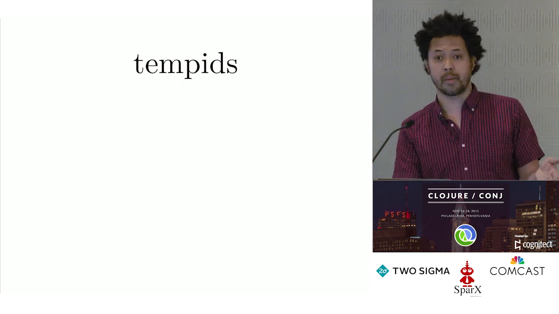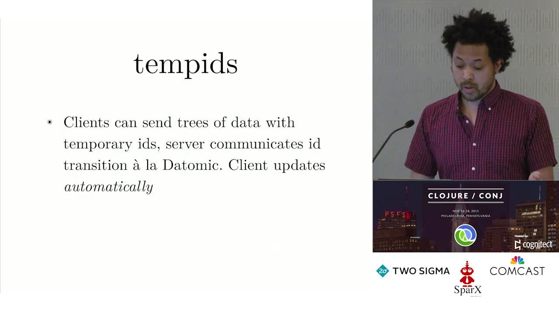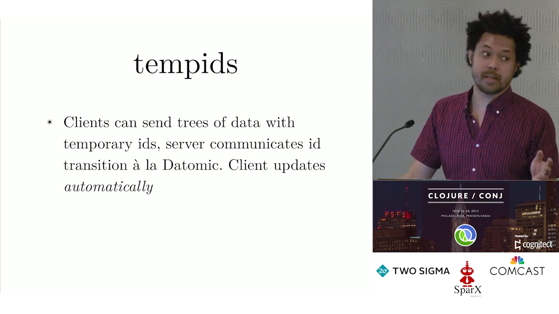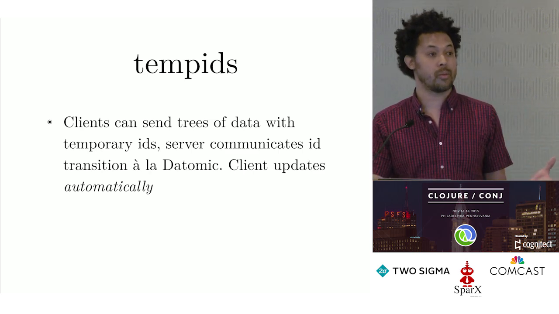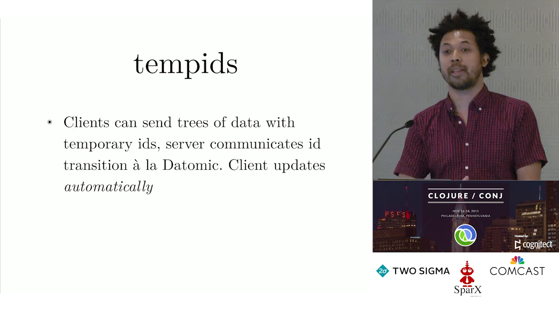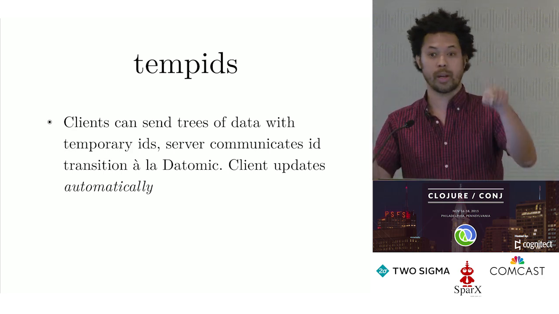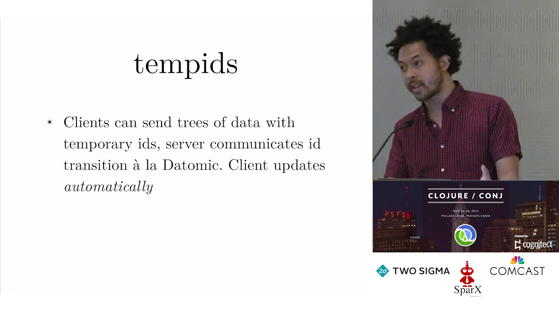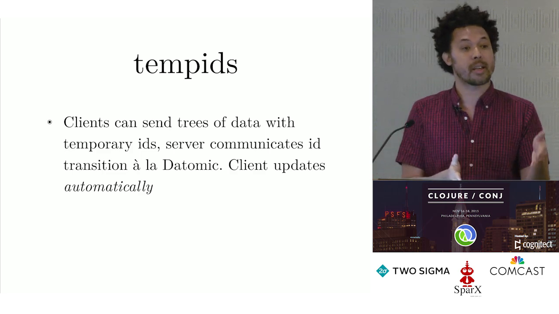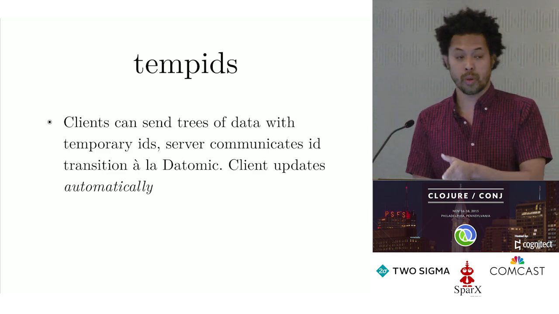Which brings us to the temp ID problem. Om Next just copies Datomic, because Datomic has this really great thing where you can build up a transaction, right? You can build up the entire transaction. You can use temp IDs to say, these are the links between the data. And then you transact it, and then Datomic tells you, this is how you go from the temp IDs you had to the real IDs.